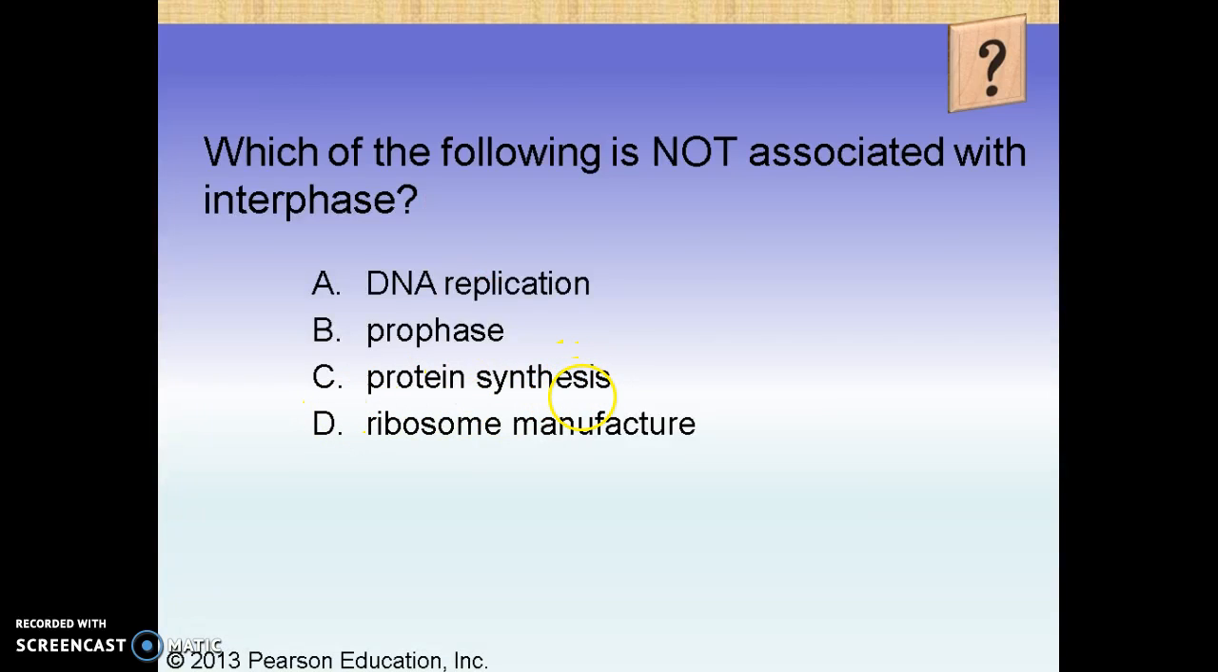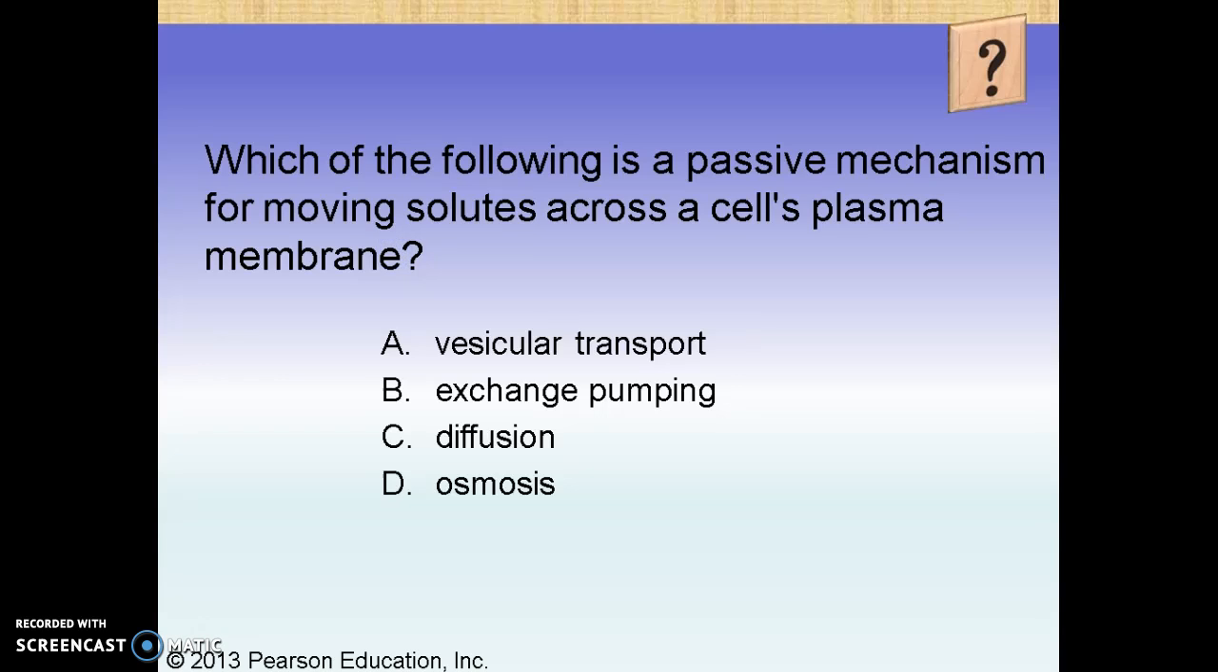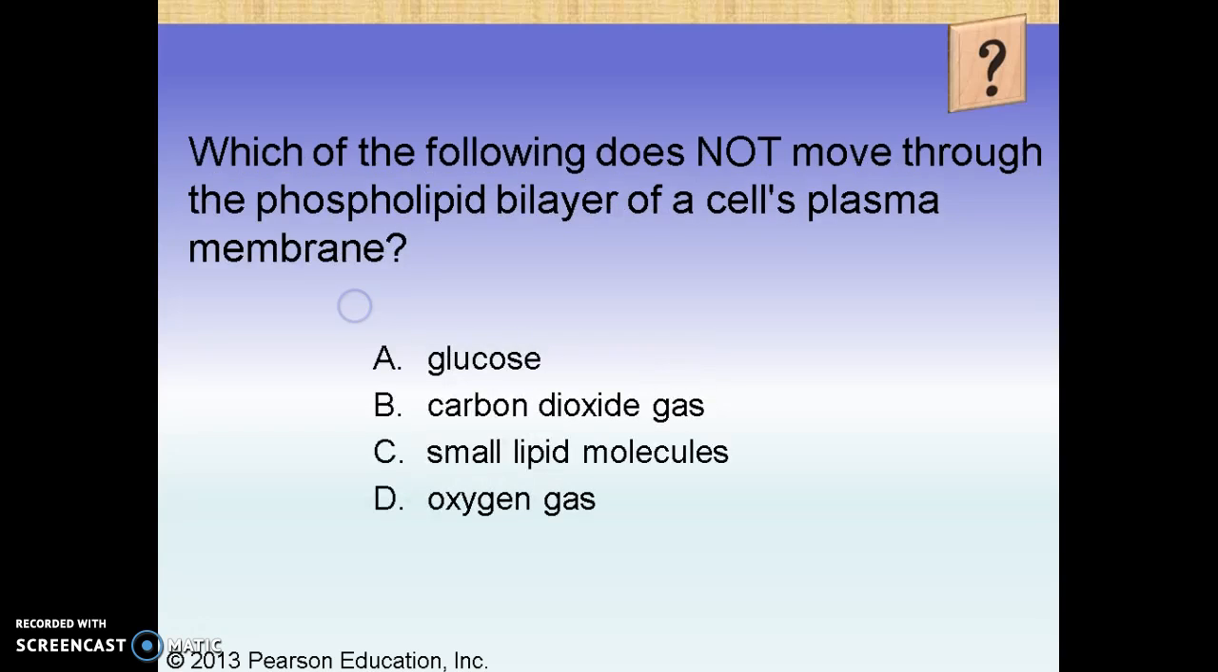Which of the following is not associated with interphase? Prophase. It's part of mitosis. Which of the following is a passive mechanism for moving solutes across the cell's plasma membrane? Well, we haven't gotten to this yet, so this question's a little early. But we'll tell you right now it's diffusion.